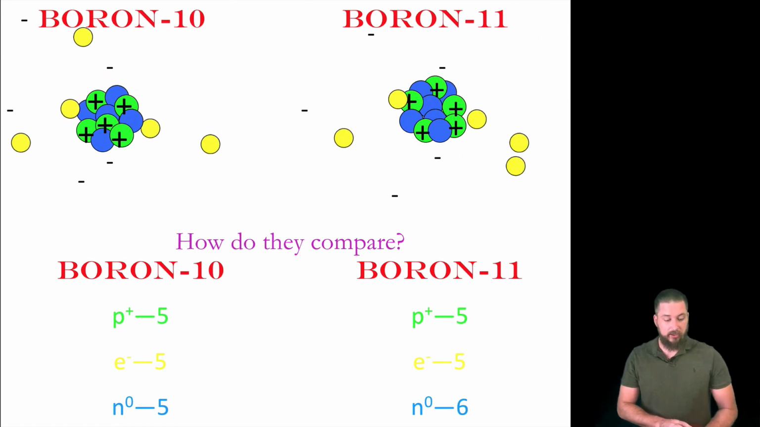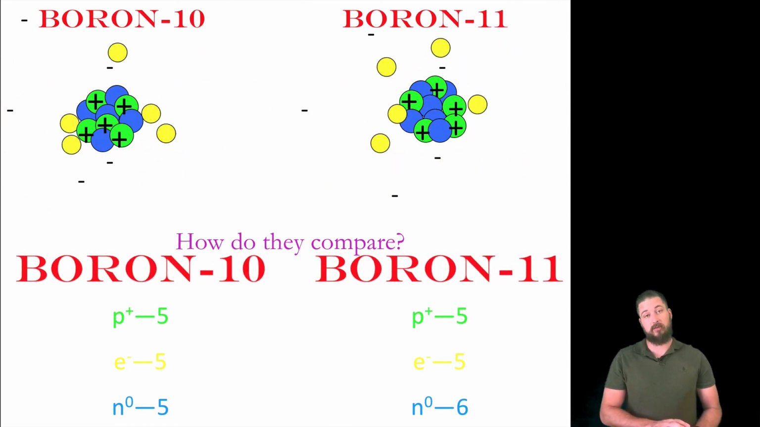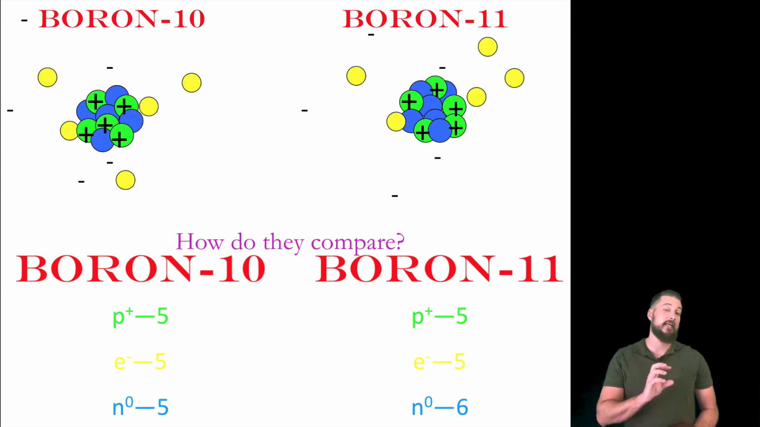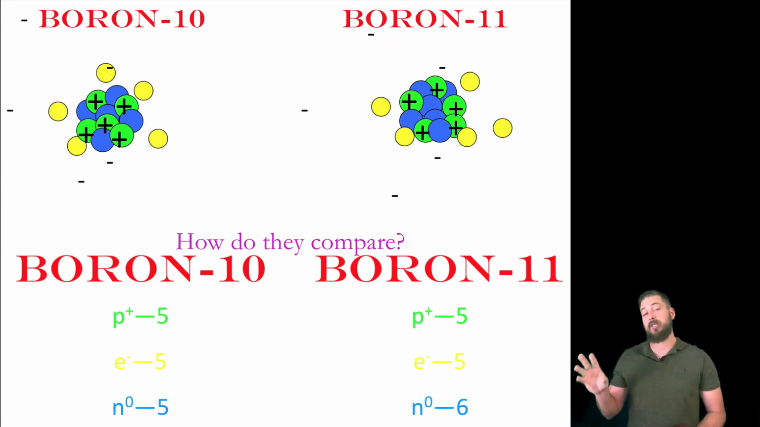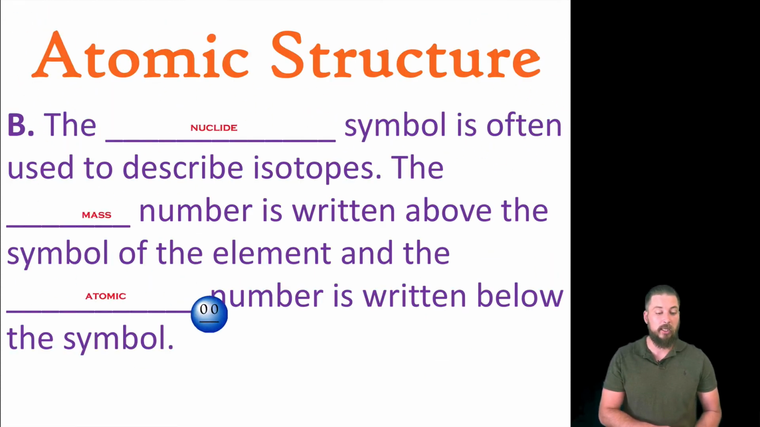All right, and so again, we have boron-10 and boron-11. So that 10 tells us that it has a mass of 10, and then the boron-11, the 11 tells us that that particular isotope has the mass of 11.